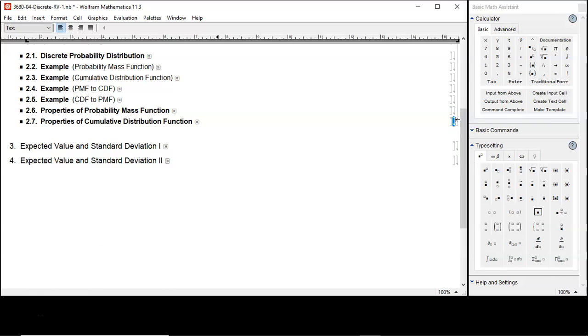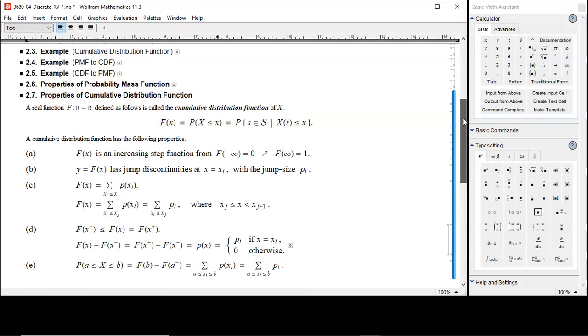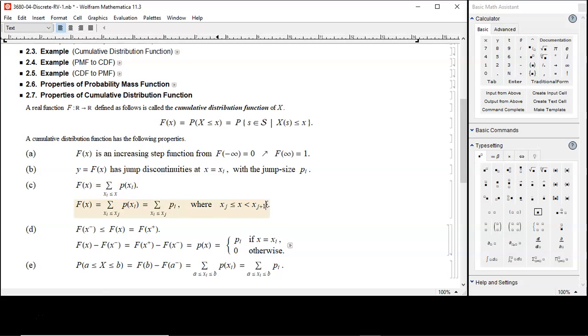Okay, how about the properties of the cumulative distribution function? As we saw before, it's a step function, increases from 0 to 1, and each step has a jump, and that jump size is the probability mass, the pi. And then F of x is the probability mass thus far. Oh boy, okay, this one is a little bit hard to understand.